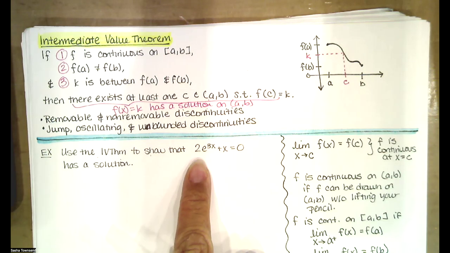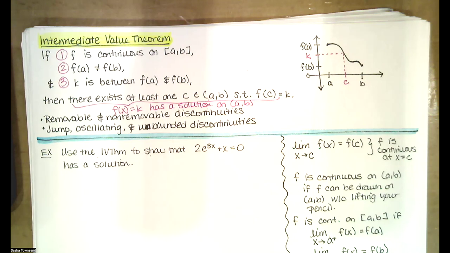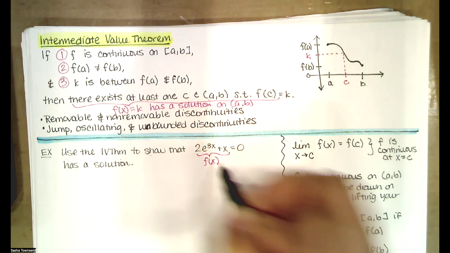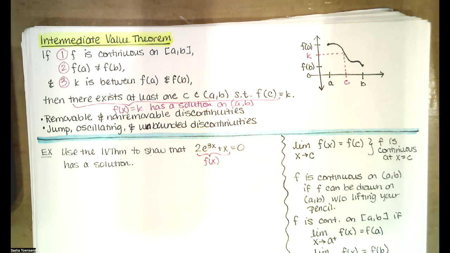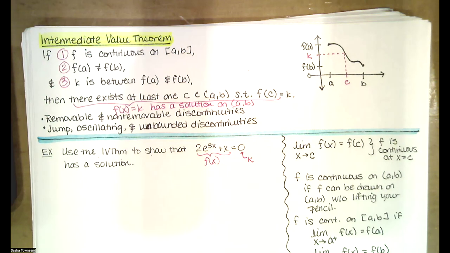So here is our function. We're going to use the theorem to show that this equation has a solution. In this case, our f of x is this exponential plus a polynomial, and our k value is the right-hand side there. And we want to show that that has a solution.